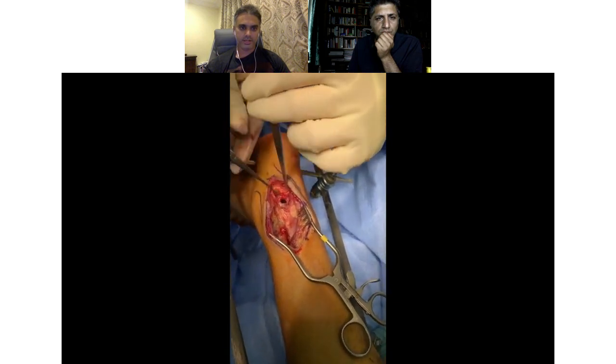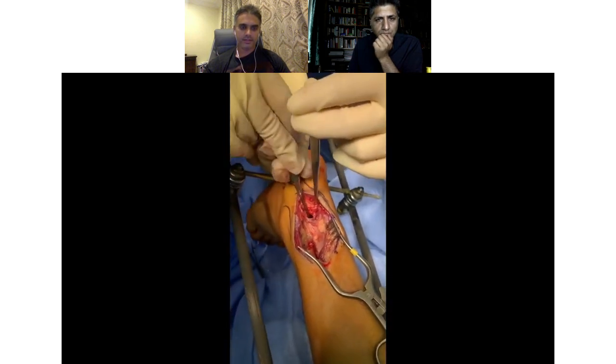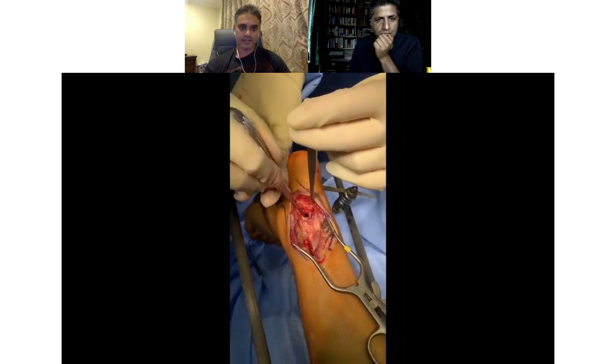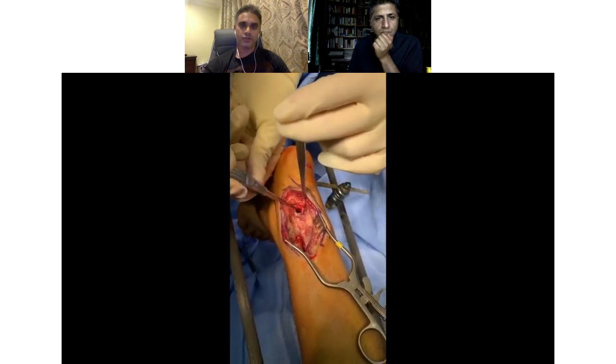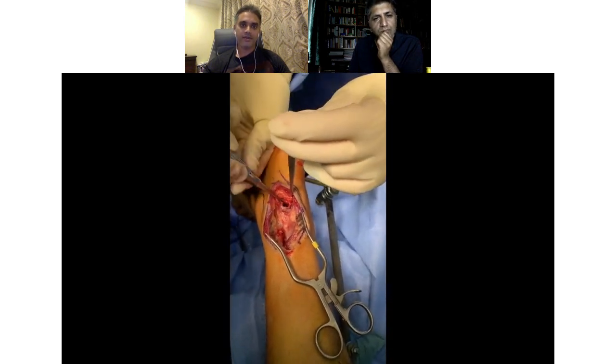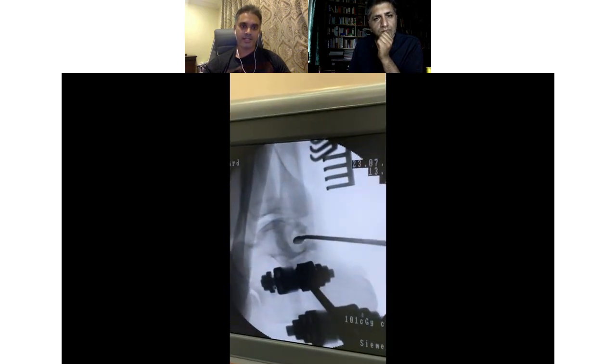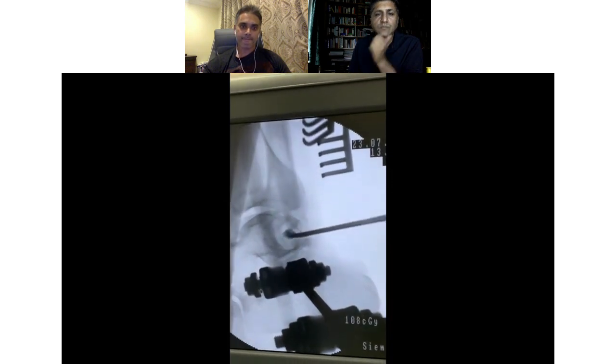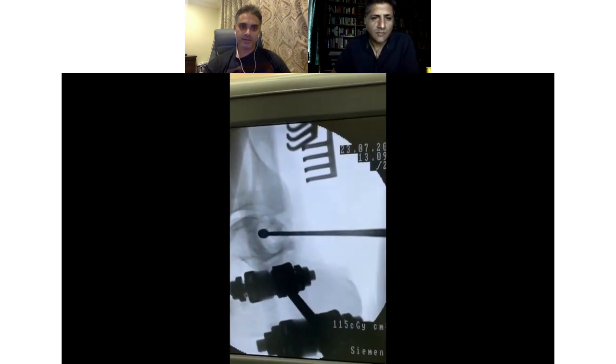Okay, so that's the defect. You can see it's staring at us. So I didn't actually need to do an osteotomy from the back. Interestingly, I released the X-fix and I was able to access it fairly easily. And there you can see it's being curetted out.